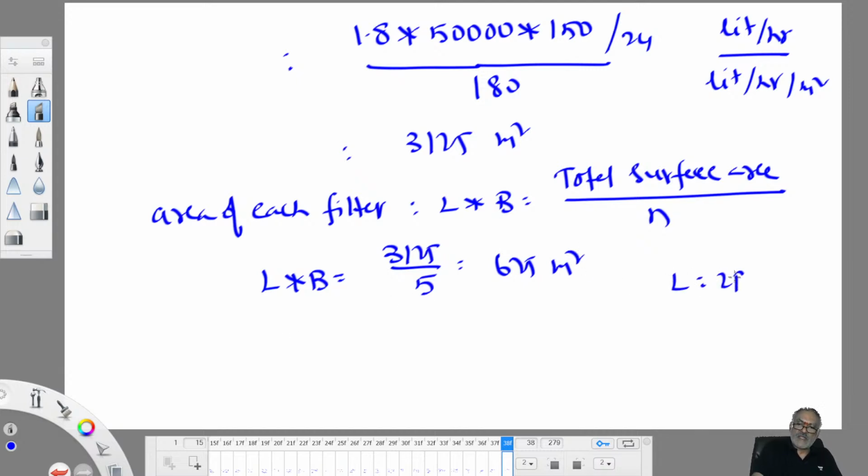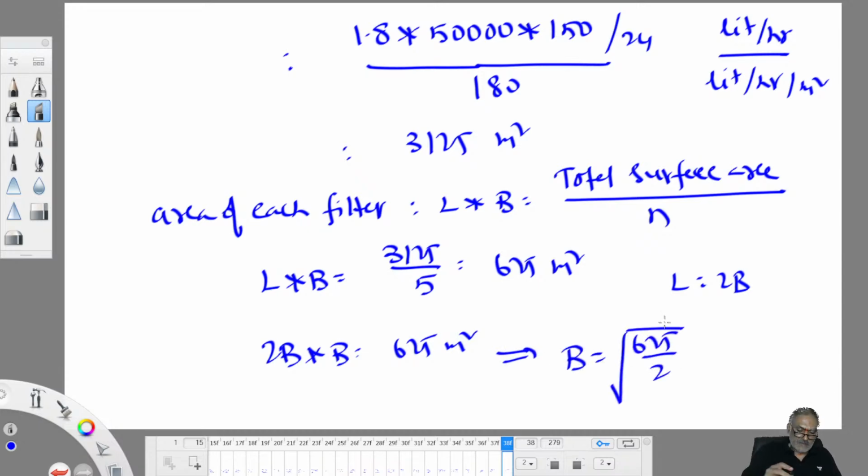L is given as 2 times B. Therefore, 2B into B is equal to 625 meters square. From this you can calculate B value. 625 by 2 under root. So it is 17.67. That's all. Problem is over. So length is equal to 2 times B, that is 2 into 17.67, 35.35.